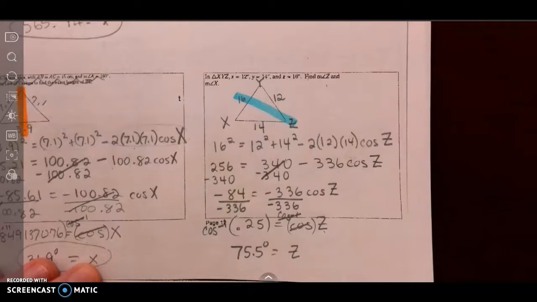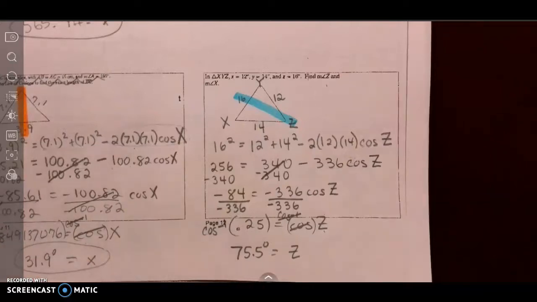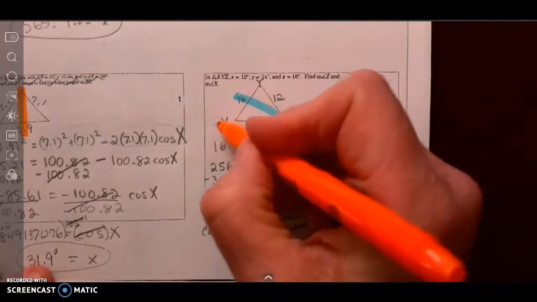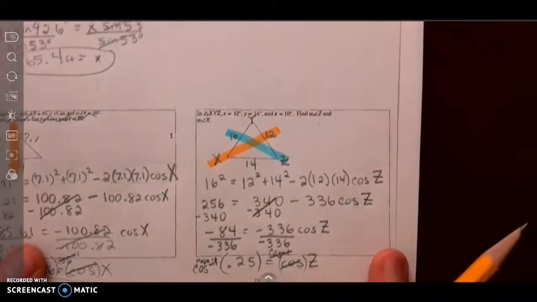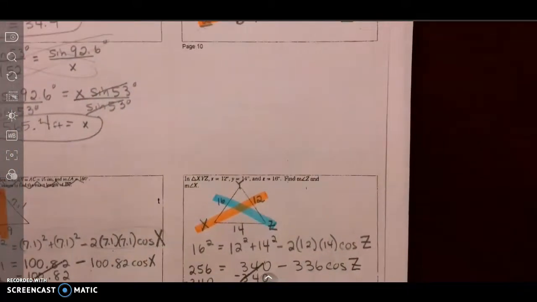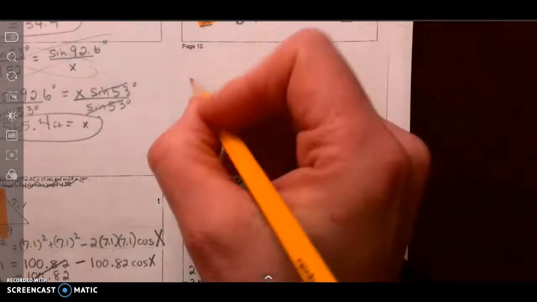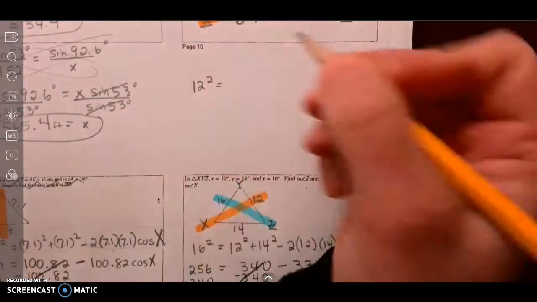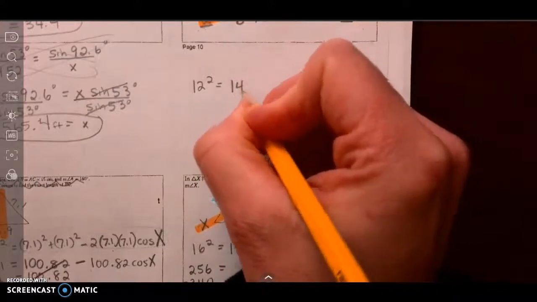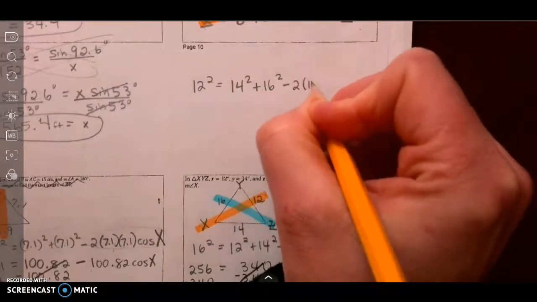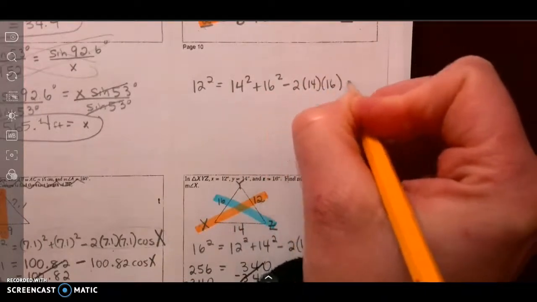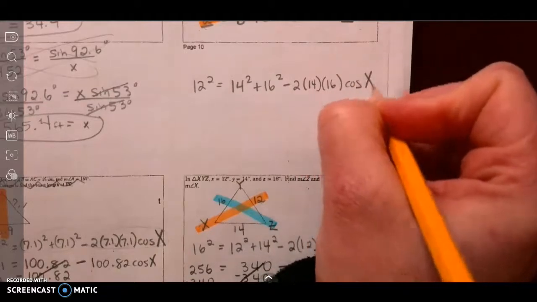Now, I'm also asked to find the measure of angle x. So let's do that one now. I'm going to do that one up above here. Okay. So I'm going to do the same thing. Still going to do law of cosines. This time I'm going to do it with 12 squared and cosine of x. So 12 squared is equal to the other two sides, 14 squared plus 16 squared minus 2 times 14 times 16 times the cosine of capital X.